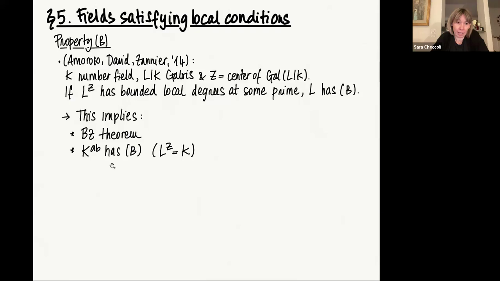It also implies that K-ab clearly has the Bogomolov property, because in this case, for an abelian extension, the center is the full Galois group. So the subfield fixed will be just a number field, which clearly has bounded local degrees uniformly at every prime. Okay, so this was a generalization of these two.